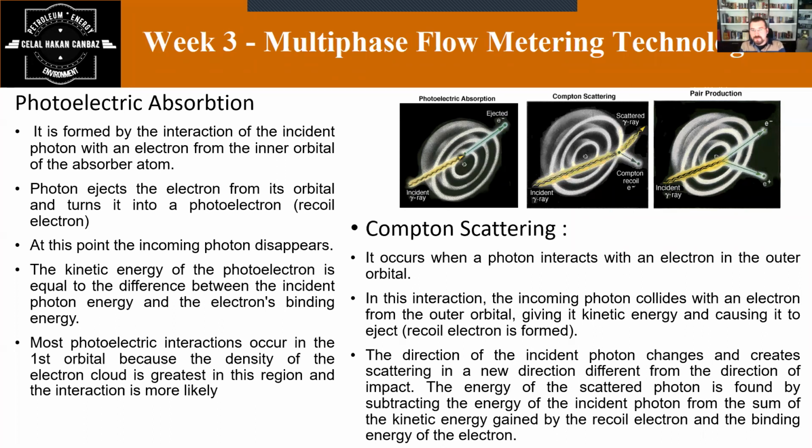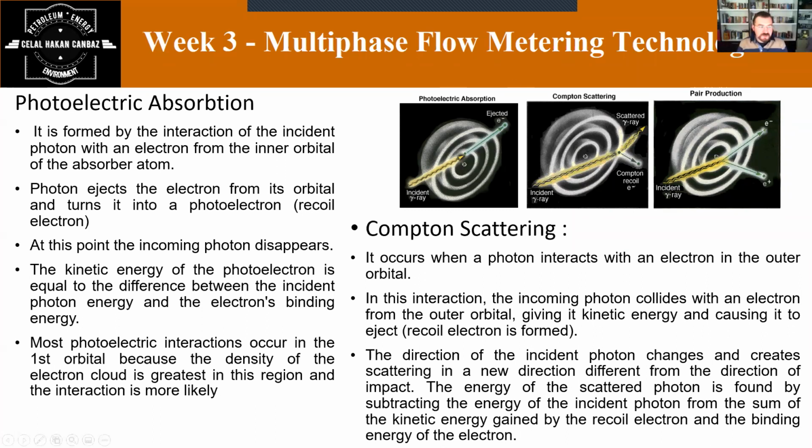Most photoelectric interactions occur in the first orbital because the density of the electron cloud is greatest in that region and interaction is more likely. So you are in the first orbital, you are colliding, the electron is separated, and after that separation, your gamma photon reaches your detector and directly gets the amount of mass attenuation. So this is the first way, and this is actually the most common way. In terms of percentage, when you compare, this is the most common way.